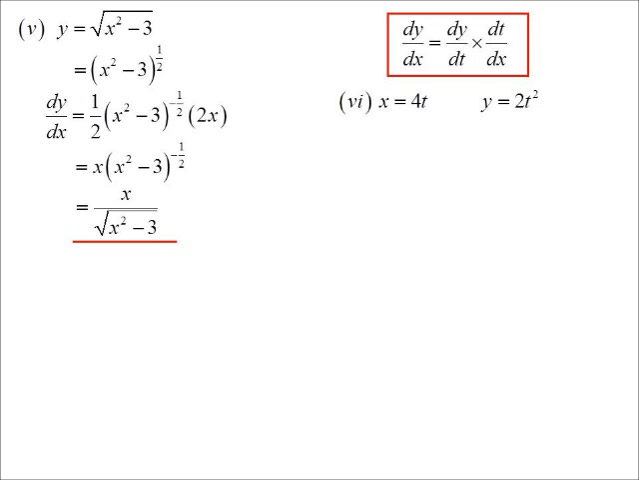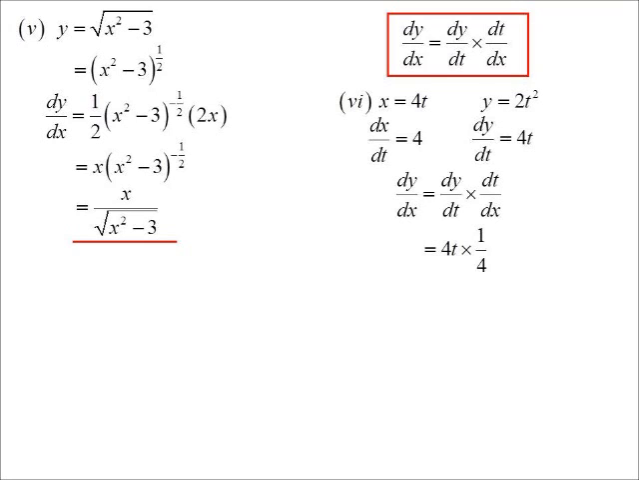If I want to find the derivative of something like this, I could find dx dt, that would be 4. I could find dy dt, that would be 4t, and then I can build dy dx out of those 2 derivatives. So dy dx would be dy dt times dt dx, 4t times, well, we've got dx dt, not dt dx. I'll just turn it upside down. It'll become a quarter. So 4t times a quarter, which gives us t. So that would be our derivative in terms of t.